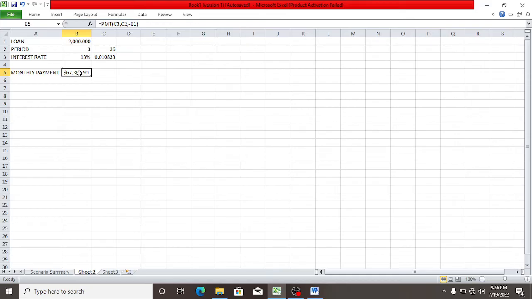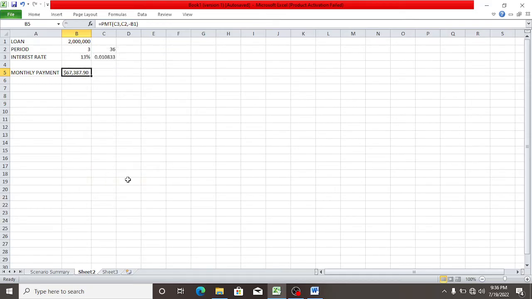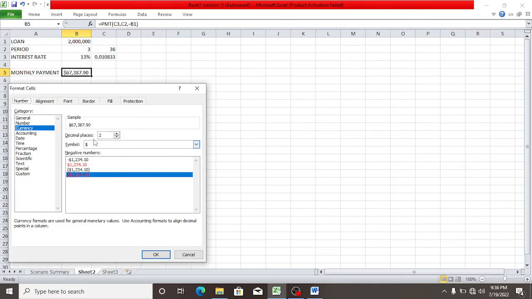So let me try to format cells. I want the currency but to be Ghana shillings, and I don't want decimal places. Symbol, I want it to be Ghana shillings. Okay.